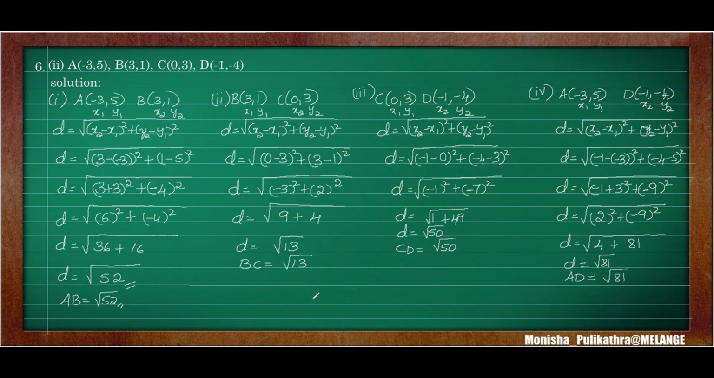So here what happens? AB side is not equal to BC, BC side is not equal to CD, and CD side is also not equal to AD. So all sides are unequal. If this is the case, these vertices can't form a quadrilateral. Therefore we can write, these vertices can't form a quadrilateral.